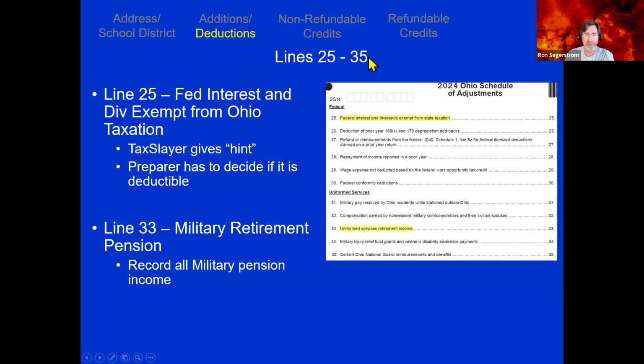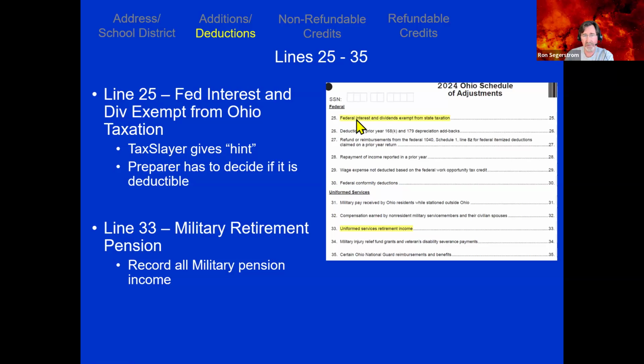In lines 25 through 35, we may encounter federal interest and dividends exempt from state taxation. There's a section in TaxSlayer in the Ohio portion, just like the retirement income credit, where it gives you a hint of like, hey, this might be the amount you're looking for to put in this box, but it's really up to the preparer to know or to decide if the interest and dividends are deductible for Ohio.